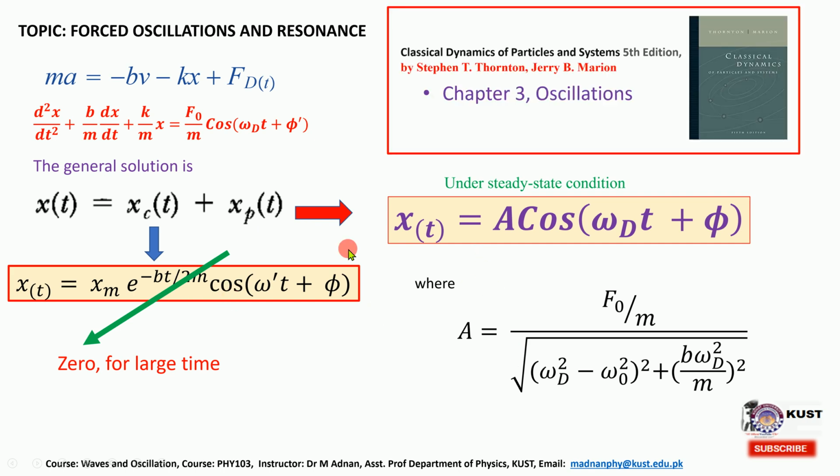These solutions are discussed in the classical dynamics book by Thornton and Marion, and the discussion and complete solution of the differential equation is given in chapter 3, Oscillations. The students of PHY 103 need to just adopt this solution without going into the complex derivation, which is not required. You will study that in your classical mechanics course.